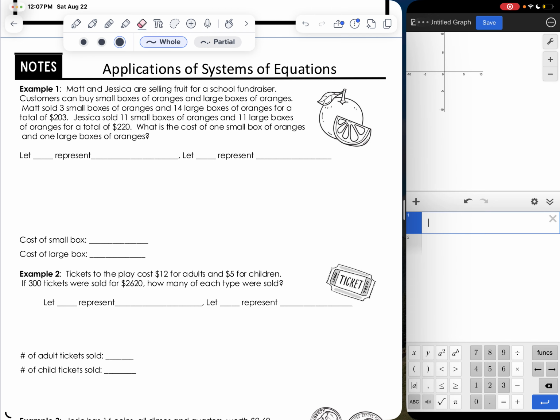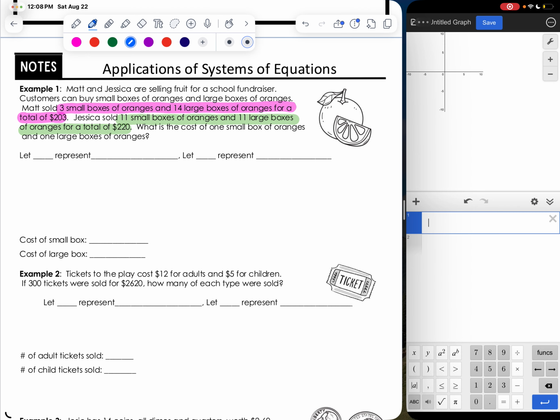Matt and Jessica are selling fruit for a school fundraiser. Customers can buy small boxes of oranges and large boxes of oranges. Matt sold 3 small boxes of oranges and 14 large boxes of oranges for a total of $203. Now I'm going to stop and highlight that information real quick, okay? Jessica sold 11 small boxes of oranges and 11 large boxes of oranges for a total of $220. What is the cost of 1 small box of oranges and 1 large box of oranges?